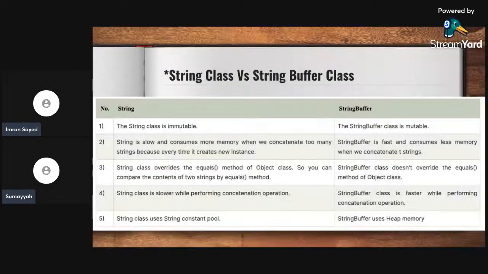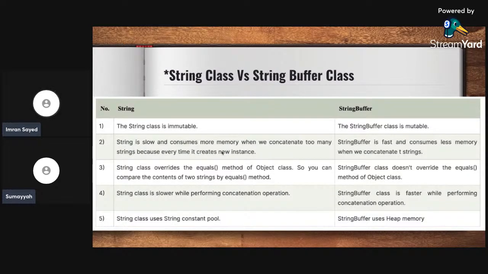String class versus string buffer class. So we already established that they both are the same, except the string class is immutable and the string buffer class is mutable. You can transfer the string class to another, and the string buffer class is synchronized, so you can use it with multi-threaded.